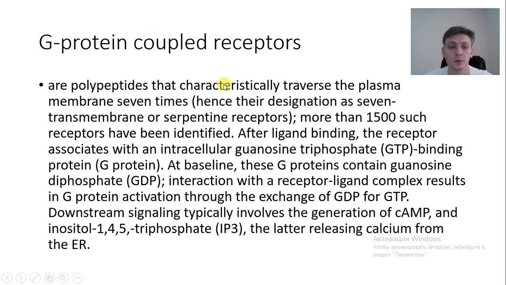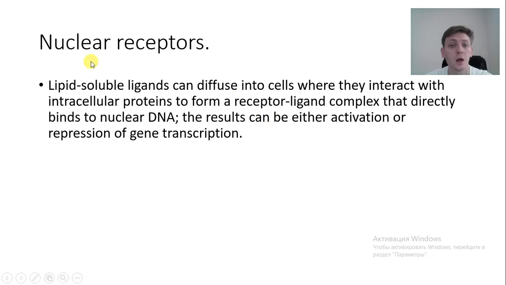G protein coupled receptors, as I said, produce GTP and form GDP, and their downstream signaling typically involves generation of cAMP, cyclic adenosine monophosphate, and the inositol 1,4,5-trisphosphate (IP3) pathway, which is activated by G protein coupled receptors. Okay. And we have nuclear receptors, which I explained before.